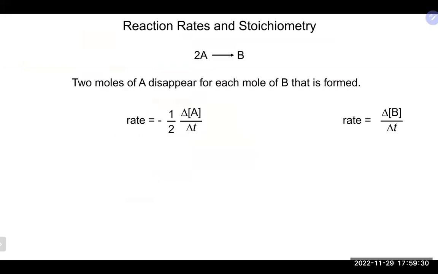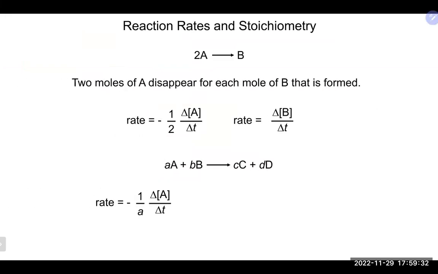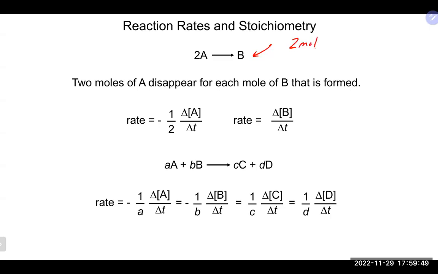So when we do look at reaction rates and reaction expressions, we do need to always take into account the stoichiometry of the reaction, because it does have an effect on the rate of reaction and how everybody's reacting. So if we look at this equation, our basic stoichiometry relationship is 2 moles of A gives us 1 mole of B.